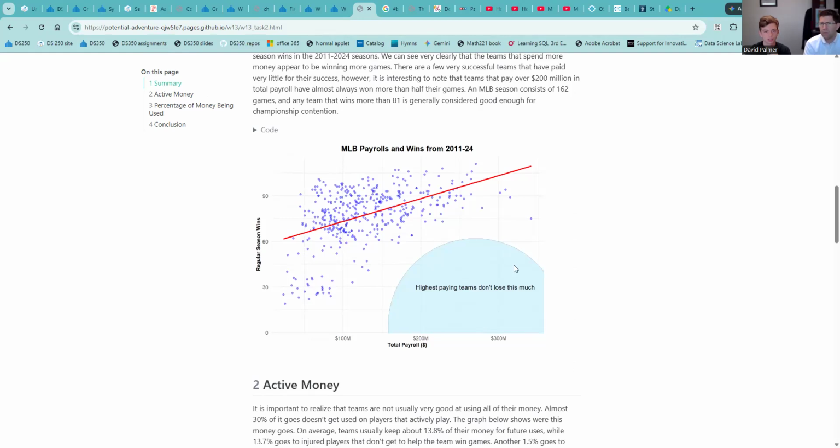There are 162 games in an MLB season, and usually teams that win over half of those could win the championship. They're considered good teams that could easily go on and win in the playoffs. So I thought it was interesting that there were zero outliers and zero data points that had spent more than 200 million and, like, they always won more than half of their games.